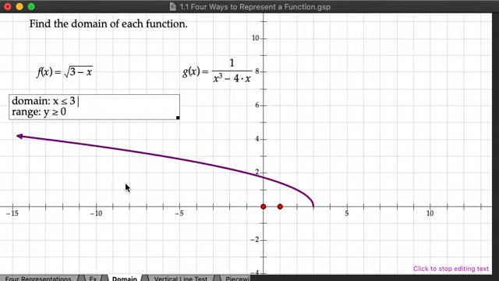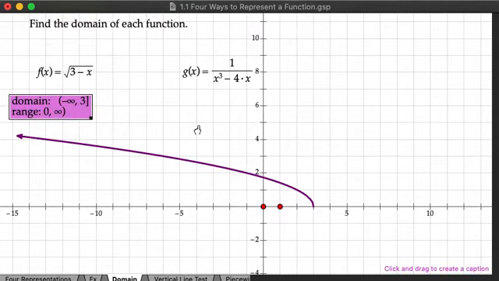Option 5. Okay, so this is negative infinity to 3. And y is greater than or equal to 0. So the range goes from 0 to infinity. That's a better way to write this. So that's showing that one.